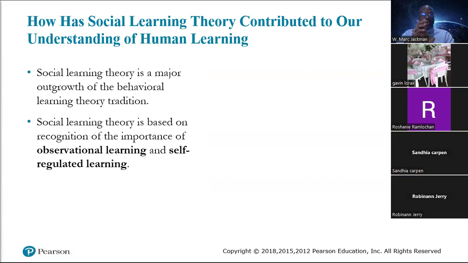Right. So how does social learning theory contribute to understanding of human behavior? Social learning theory is a major outgrowth of behavioral learning theory tradition. So after behaviorism with Ivan Pavlov and B.F. Skinner, they developed social learning theory because Pavlov and Skinner didn't include much cognition or much cognitive thought processes in the whole development of their learning theory. And so this learning theory was based on the observation of the importance of observational learning and self-regulated learning.